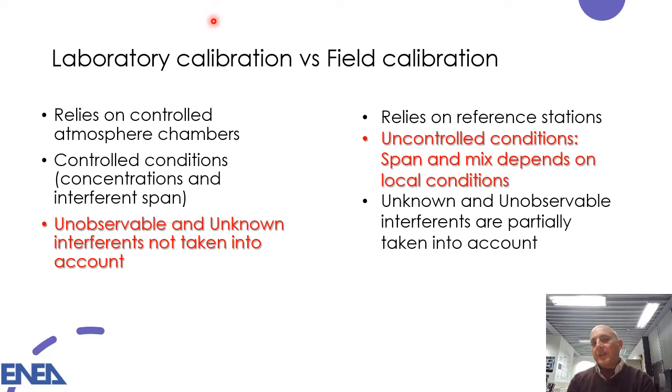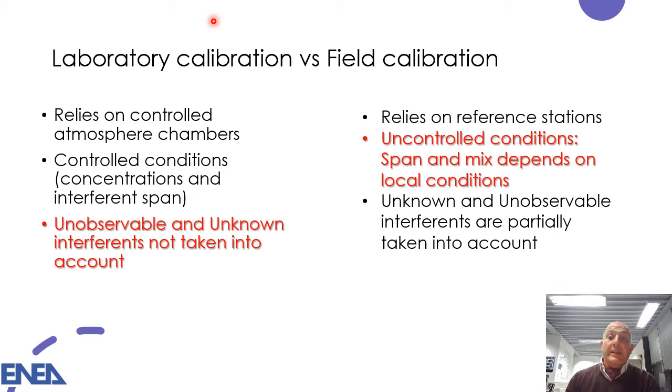On the other side, field calibration relies on data recorded in the field in so-called collocation experiments. In this kind of experiment, our low-cost multi-sensor system is located in close proximity, if not exactly the same position, with a reference analyzer. So we rely on reference stations that operate in the field in real-world conditions. The drawback is that we cannot control these conditions. So span and mix depend on local conditions, and when I talk about local, I'm talking about both space and time. So conditions that can be obtained in that particular season, at that particular time, in that particular position in the world.